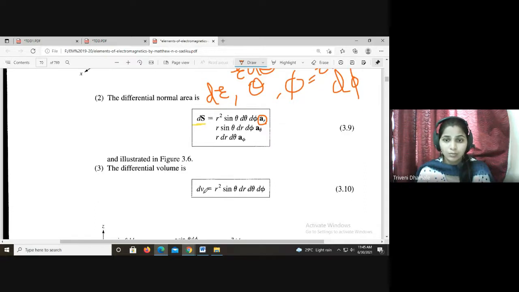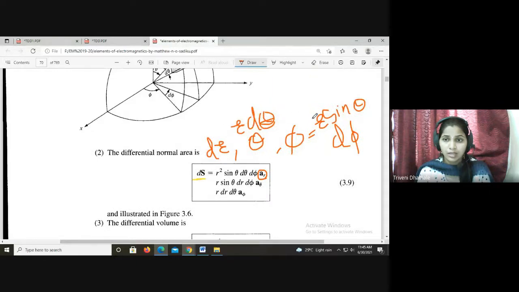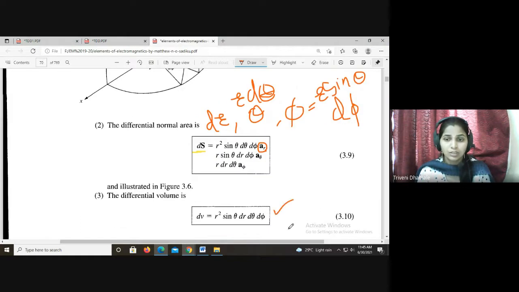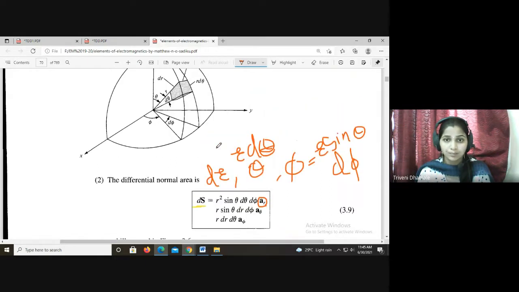What is the volume? dV is equal to the multiplication of these three: dr, r d theta, r sine theta d phi, which gives r square sine theta dr d theta d phi. This is the volume. It is a scalar quantity. So this is the differential calculus for the spherical coordinate system.